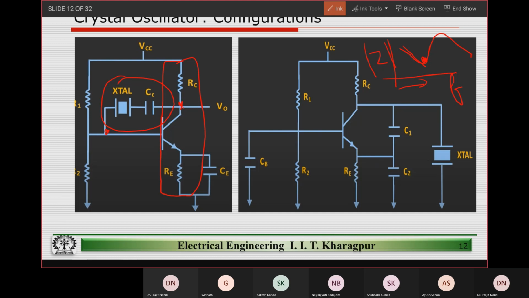Any questions on this? Is it intuitively understandable that we have put the crystal in the feedback path, right? And that is not the only thing.